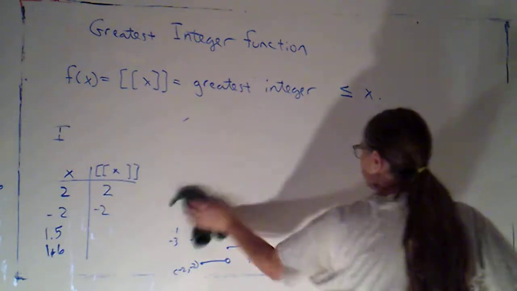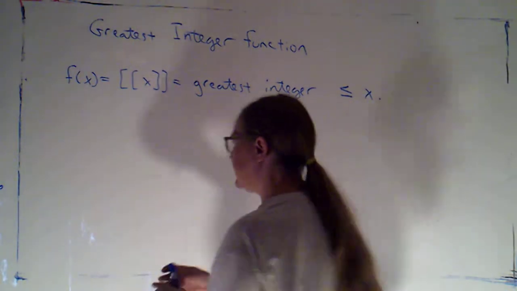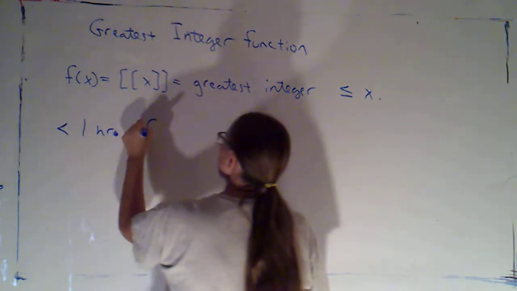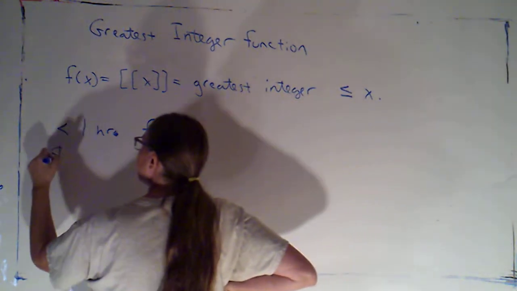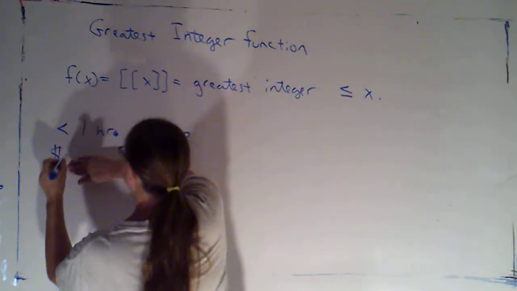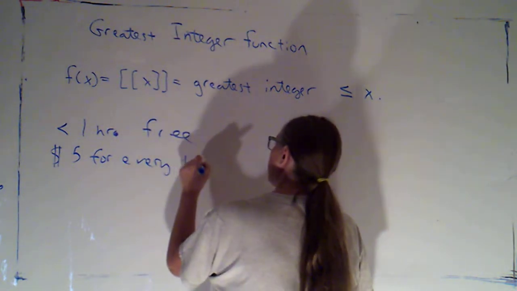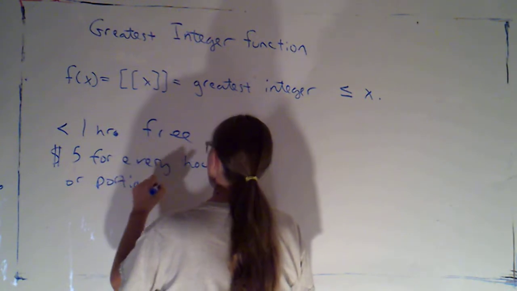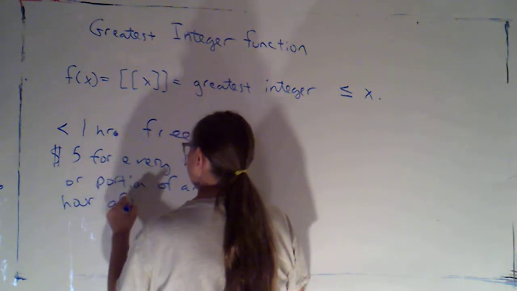So let's suppose there's a parking lot where you've got to pay to park, and the rule is that if you park for less than 1 hour, it's free, but after that, it's $5 for every hour or portion of an hour after that.